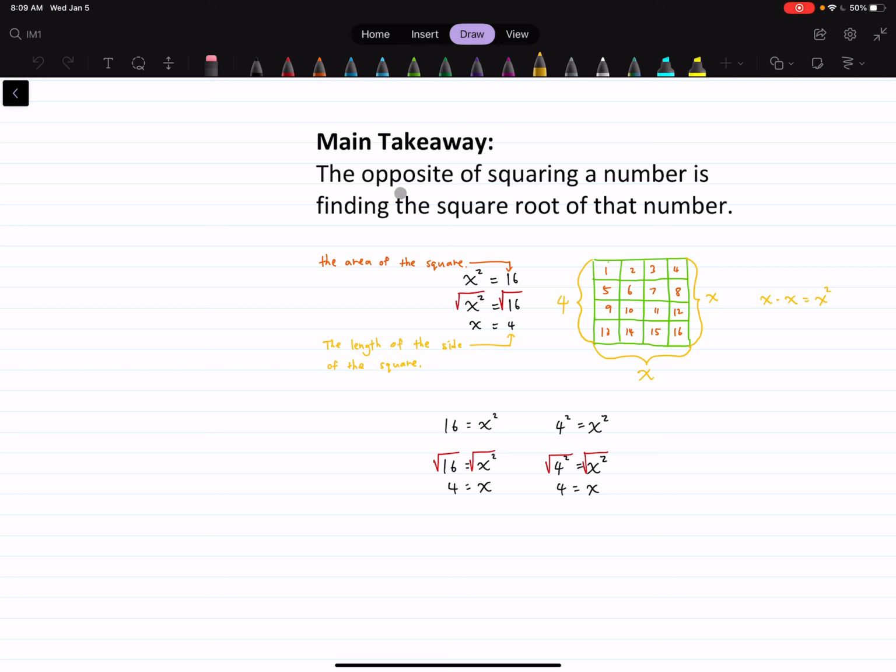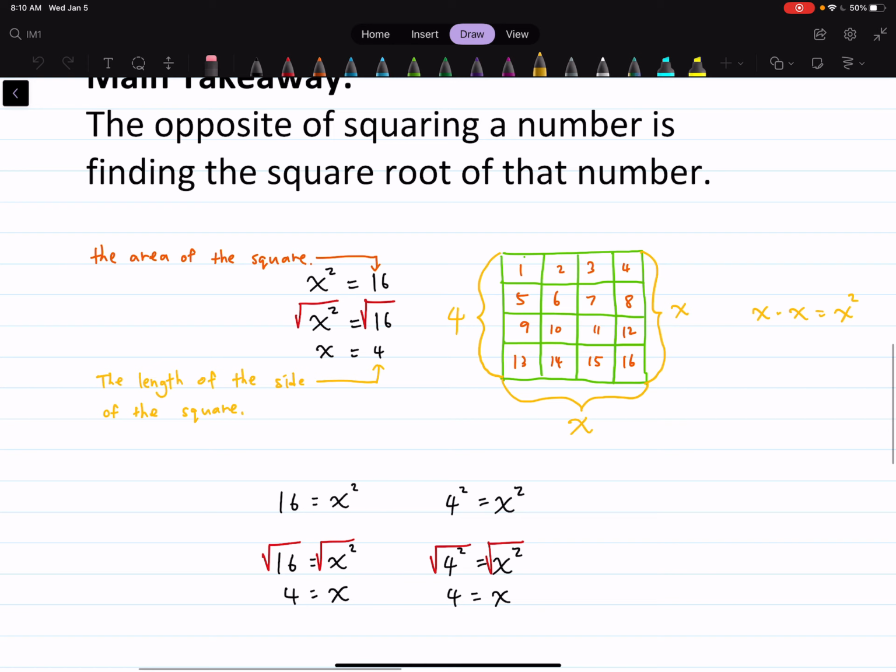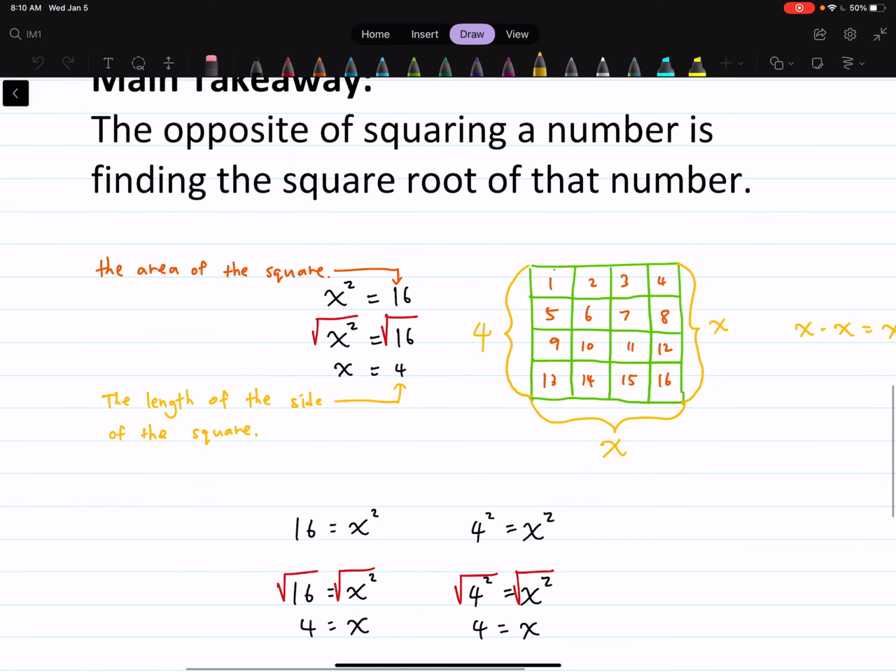And that's what I'm saying. The opposite of squaring a number is finding the square root of that number. And that's why, in order for us to get rid of this square, to undo it, we take the square root. It's going from finding the area to finding the length. And then obviously this 4 represents the length of the side of the square. So that's basically how this works here.